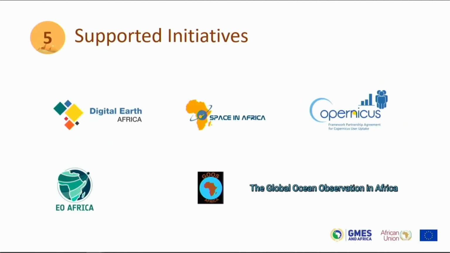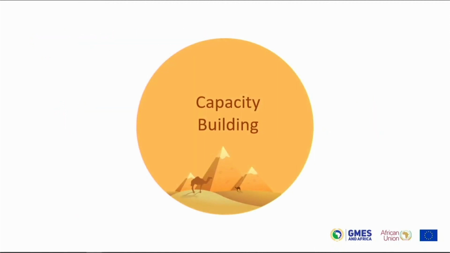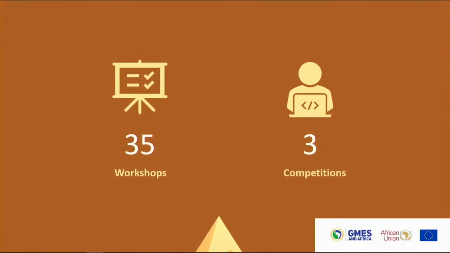Then the GMES program also supports other initiatives in the same Earth observation field, and I can mention a few. We have the Digital Earth Africa, Space in Africa, the Copernicus Framework Partnership Agreement for Copernicus User Uptake, GEOSS Africa, and also EO Africa. Let's talk briefly about capacity building, which is a core pillar of phase 2.